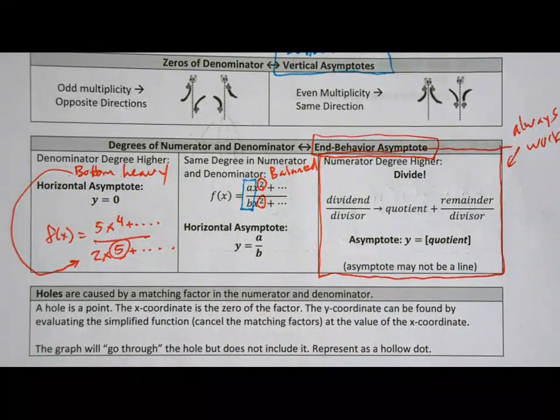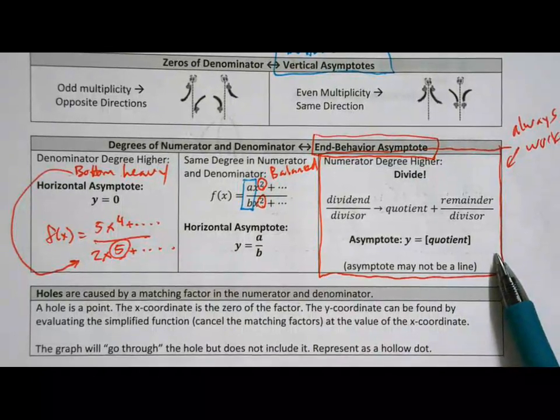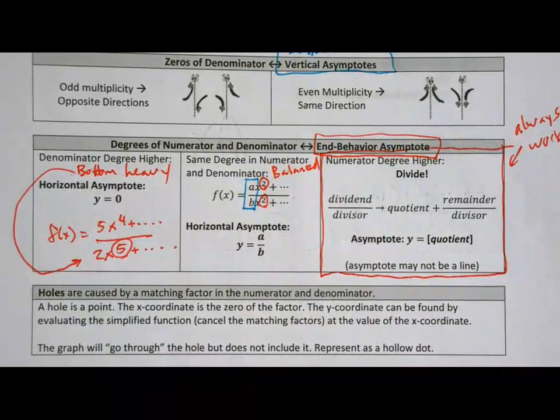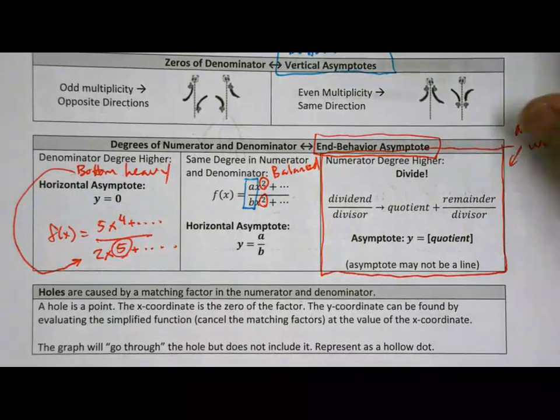All right, and then this one works all the time, but it's basically when these don't work. So this would be like a top-heavy equation. And we're going to jump down. We're going to skip past holes for today.